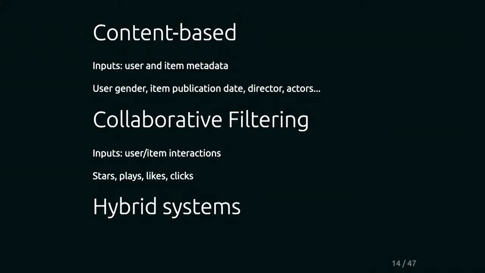Finally, there are also hybrid systems that mix and match the two kinds of input. This is interesting because typically when you have a new item, a new movie for instance, you don't have any clicks on it yet, so you're not able to recommend it. In that case we have the cold start problem, so it's good to use the description, such as the name of the director, to make a good prediction and recommend it to the right users.